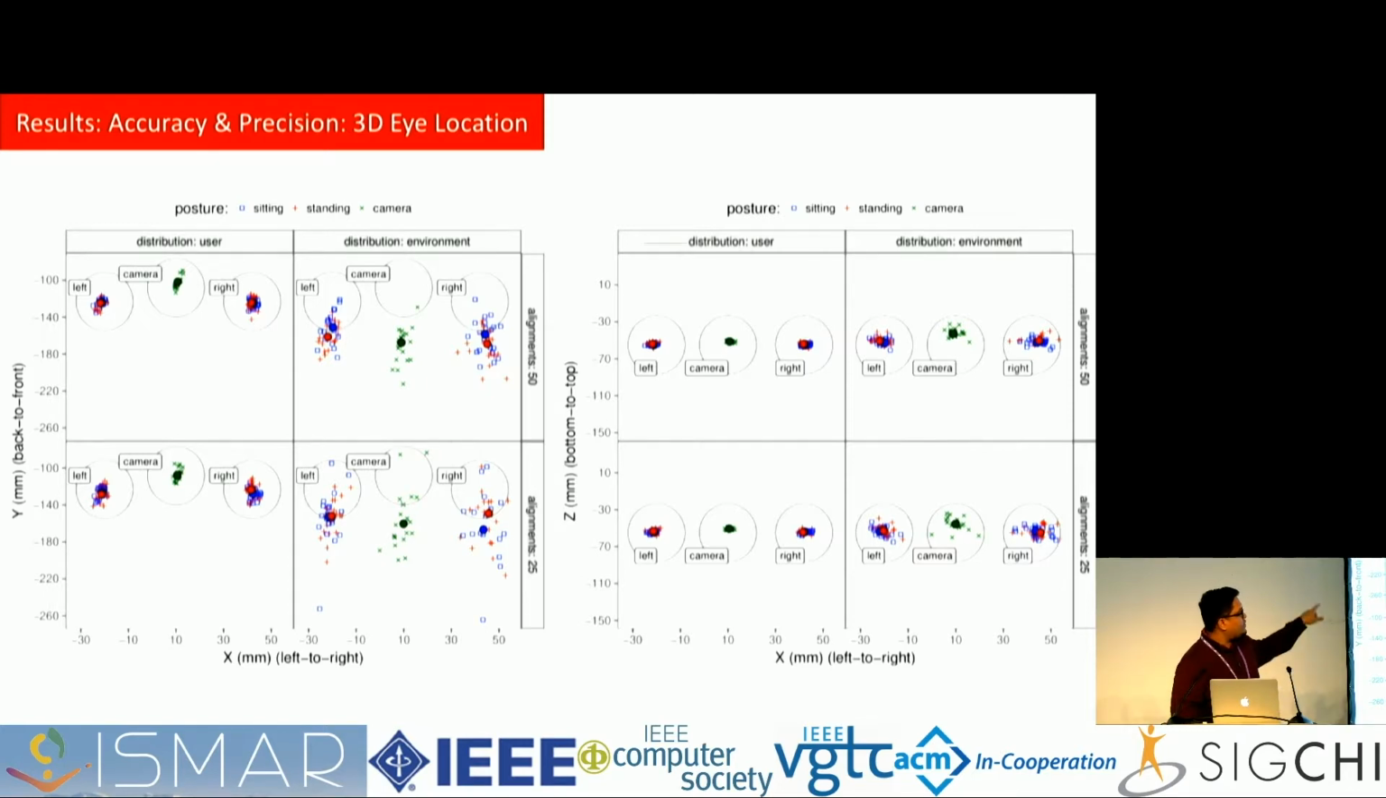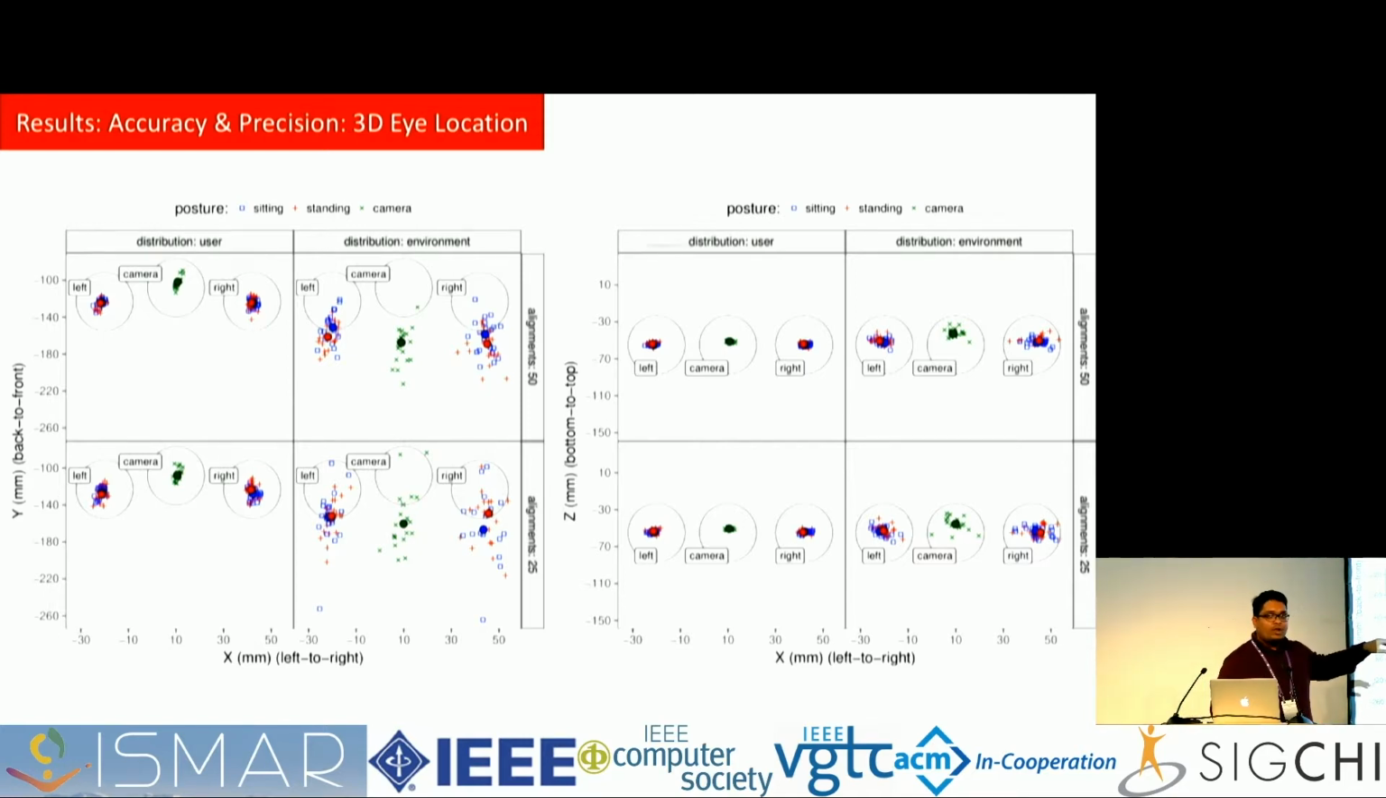So here you can see the circles in both graphs. The circles denote the ground truth eye location of the left eye, right eye, and the camera. And the small colored circles denote the median of the eye location. Different postures are denoted by different colors and shapes.